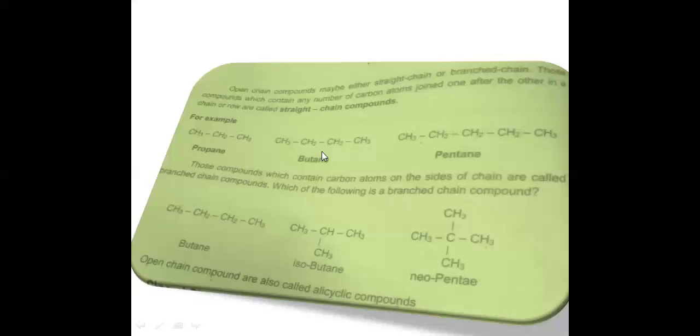You can see propane, butane, pentane: all the carbon bonds are single, and each carbon atom makes four bonds. So the valency of the carbon atom is satisfied. Those compounds which contain carbon atoms on the side of the chain are called branch chain compounds. Which of the following is a branch chain compound? You can see this is a straight chain compound, isobutane is a branch chain compound, and neopentane is also a branch chain compound.